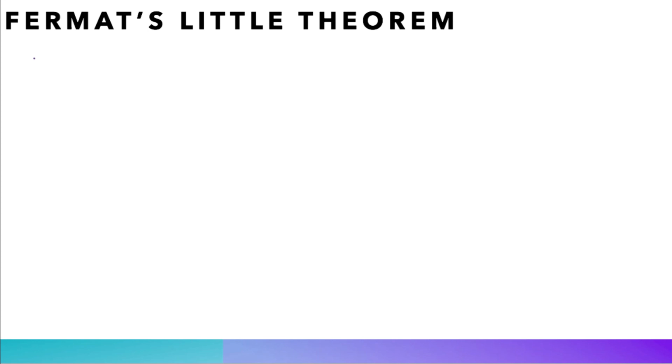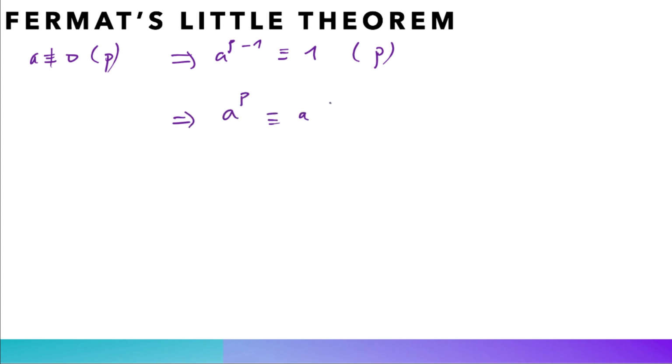What we got here is when a is not congruent to 0 modulo p, then a to the p minus 1 is congruent to 1 modulo p, and if you multiply both sides by a, one gets Fermat's little theorem that a to the p is congruent to a modulo p. Actually, this also holds when a is congruent to 0 modulo p because 0 to the p is also congruent to 0 modulo p. So this holds when a is not congruent to 0 modulo p, but this holds even when a is congruent to 0 modulo p.